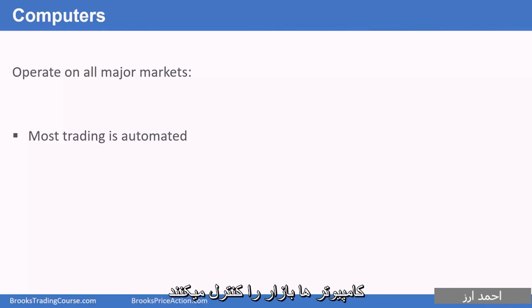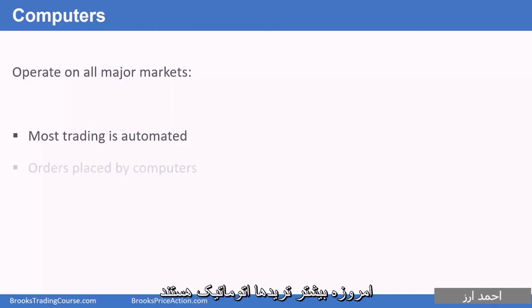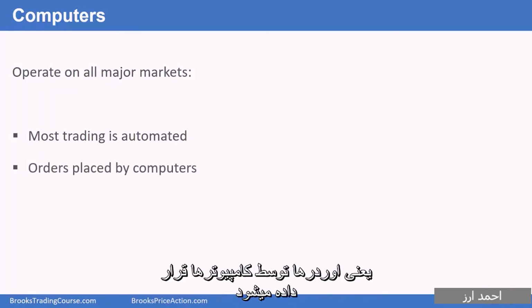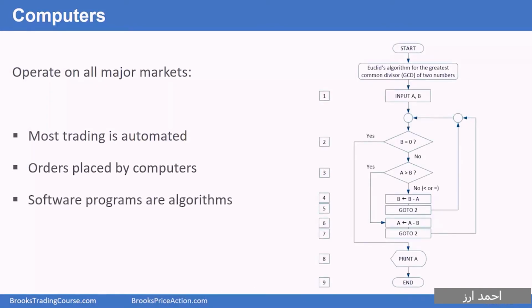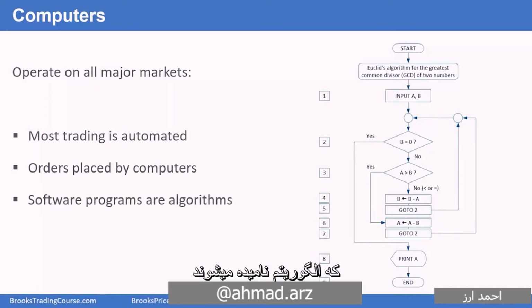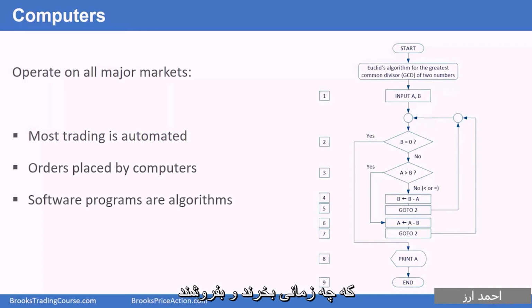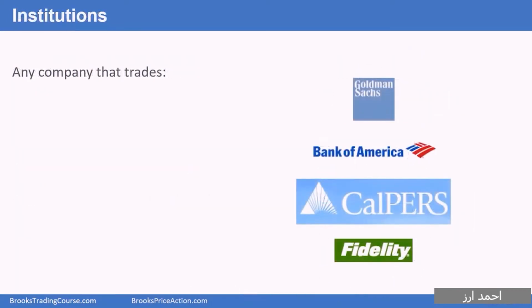Computers, you cannot get around the reality that they control all major markets. Most trading nowadays is automated. That means the orders are placed by computers, and software programs, which are called algorithms, are making decisions about when to buy, when to sell, when to add on to positions, when to slightly reduce positions. Here's an example of a flow chart of an algorithm.